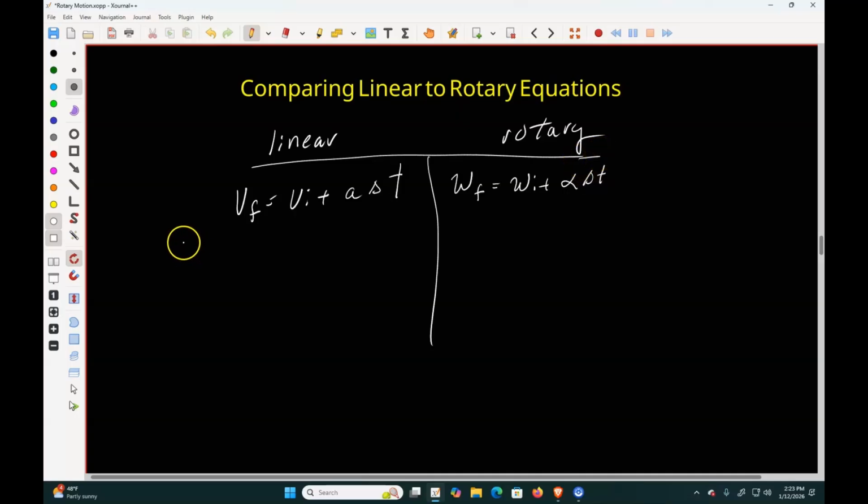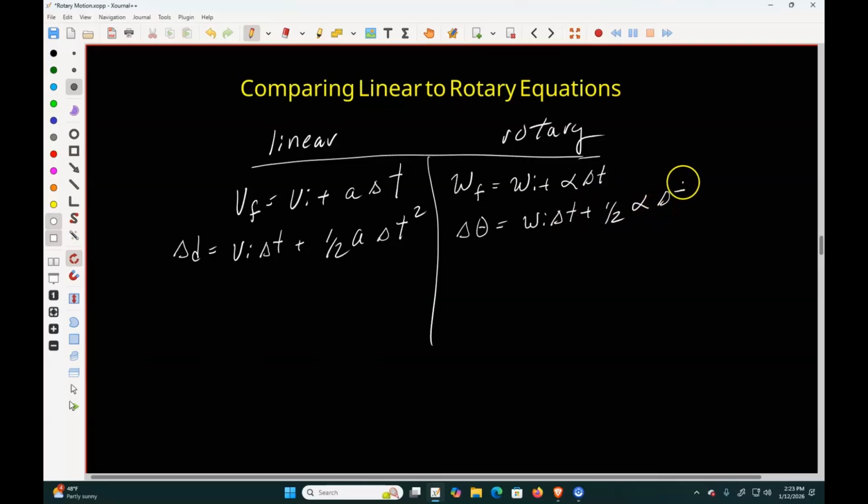Earlier we said that the change in distance is equal to the initial velocity times change in time plus 1/2 acceleration times change in time squared. Here we can say the change in theta is equal to the initial angular velocity times change in time plus 1/2 angular acceleration times change in time squared.